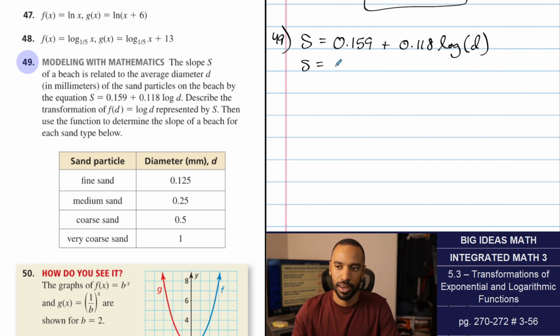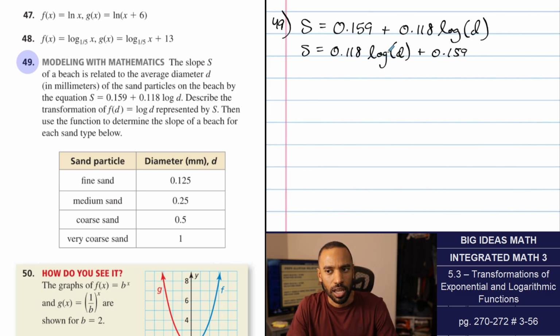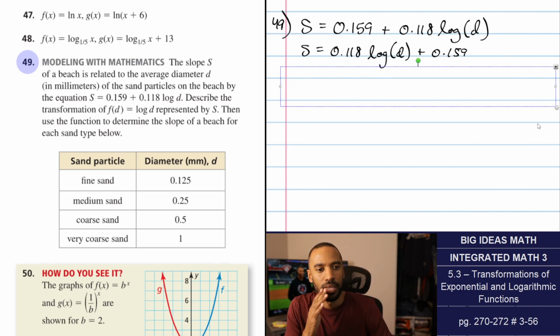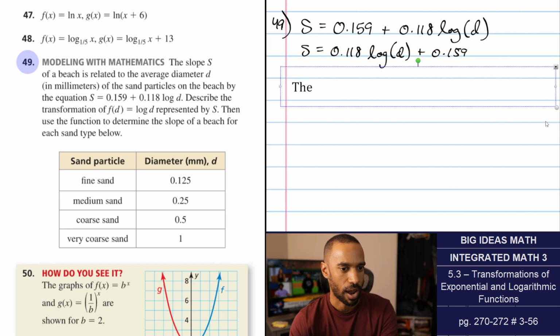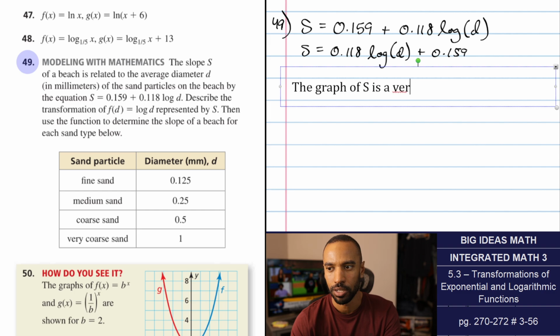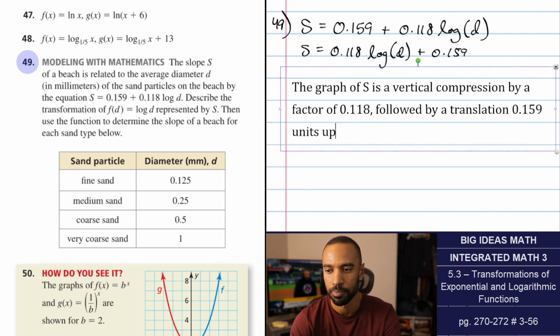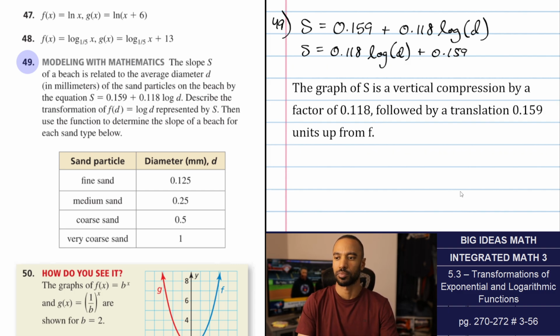If I wanted to rewrite this and have this one in front, that might help me see my a better. I have no change in h, and here's my k. Now, I don't know if we have to say this in context, meaning can I just say S is, or whatever? We can say sand particles based off, well, it says a log of d, so I'll just say that. So the graph of S is a vertical compression by a factor of 0.118. It's less than 1, so we say compression, shrink, followed by a translation 0.159 units up from f of d. I'll say f. So there's the first part.